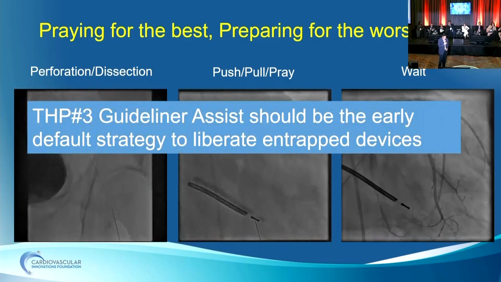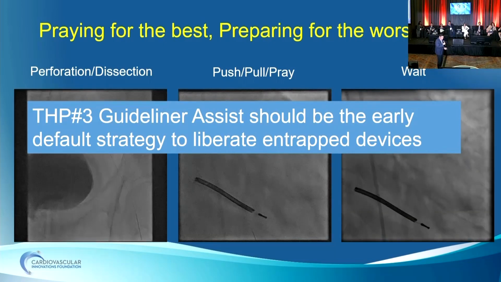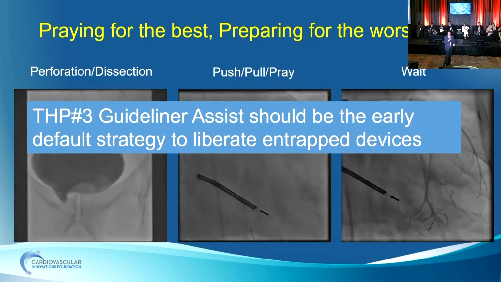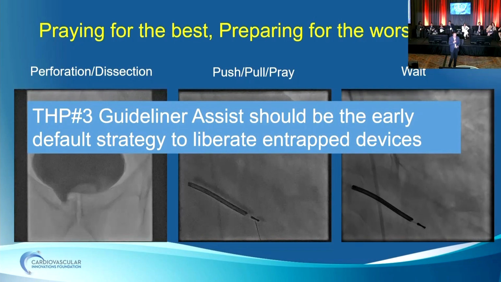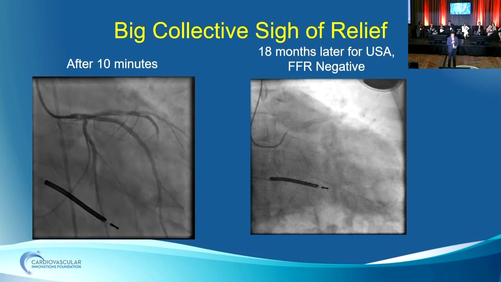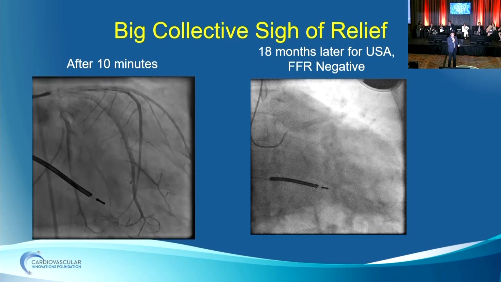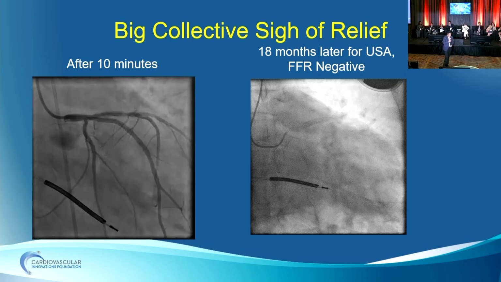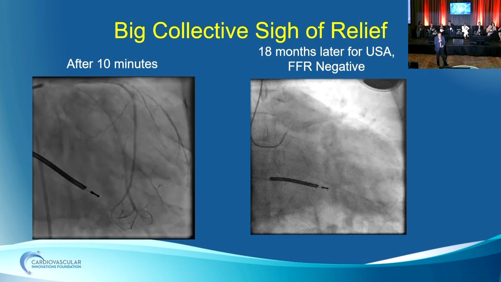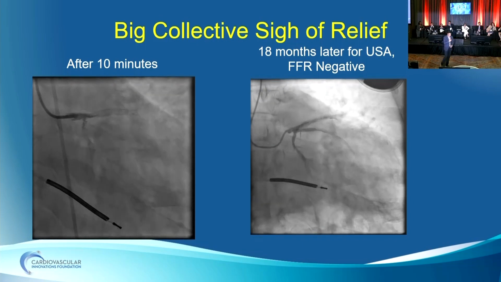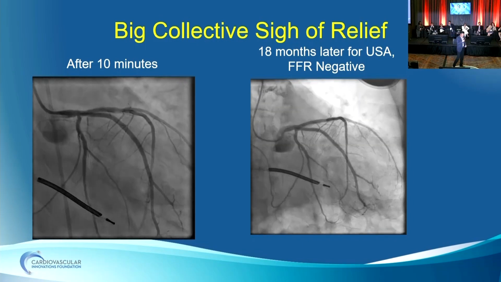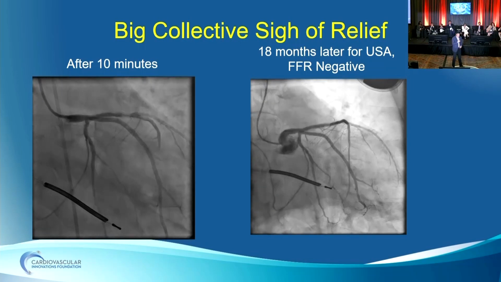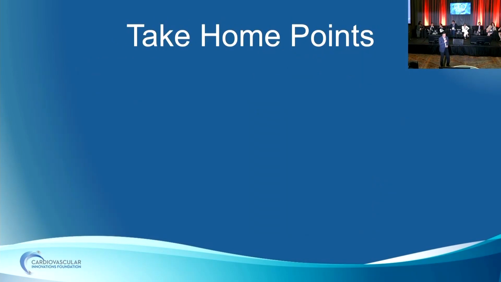The patient was asymptomatic. So I think the GuideLiner assist should be the early default strategy to liberate entrapped devices in general. That should be something that you're very familiar with and comfortable doing. After 10 minutes, obviously we waited, and 10 minutes later it looked fine. And then 18 months later he did have some unstable angina. Came back to the cath lab, we took the pictures, it looked the same, and it was iFR negative. Here it says FFR negative. So we really didn't necessarily need to post-dilate that, but of course we never want to leave a waste behind.